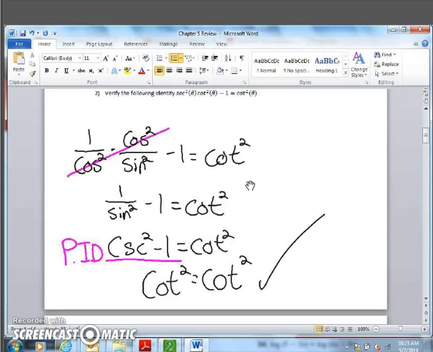minus 1. Well, I change 1 over sine squared to cosecant squared, and cosecant squared minus 1 there, that's a Pythagorean identity. That equals cotangent squared. Remember, you do have to have the 3 Pythagorean identities memorized because they will not be on your formula sheet.